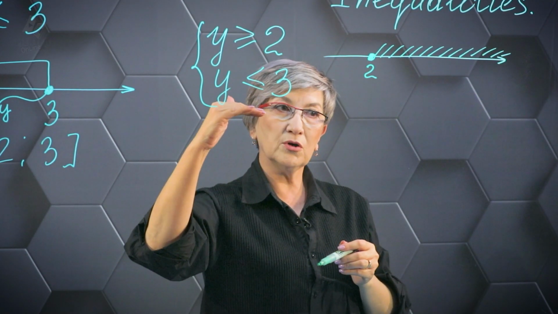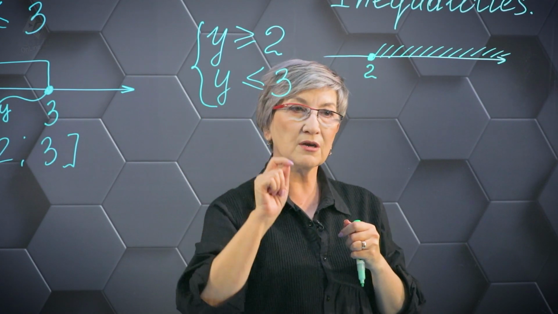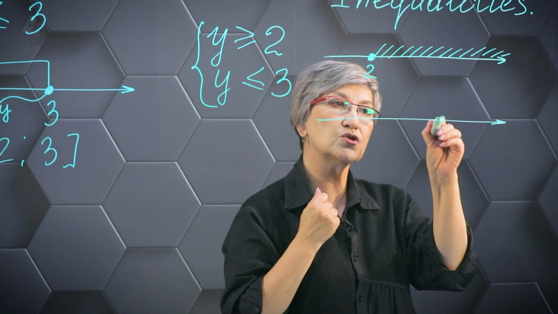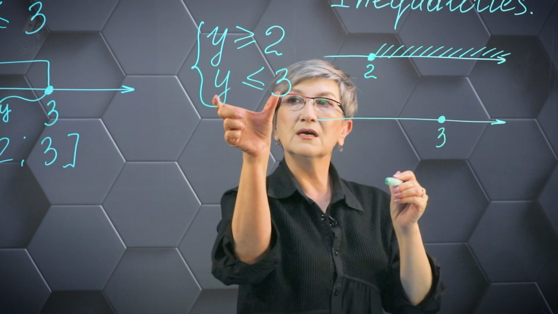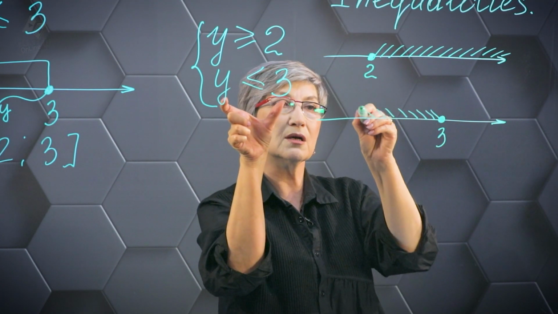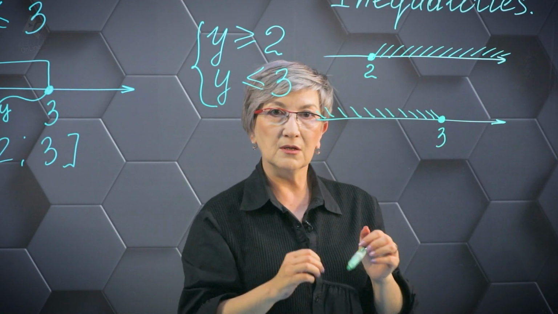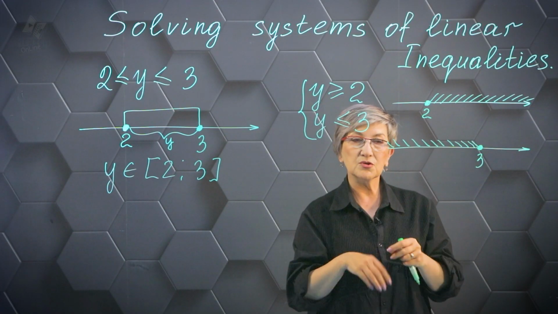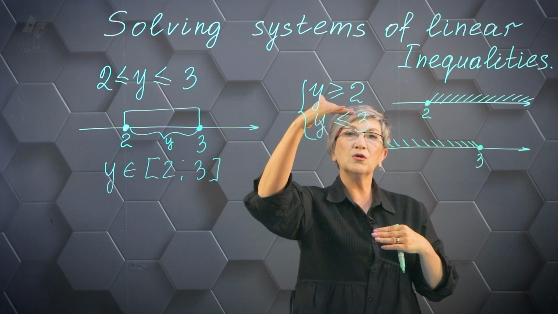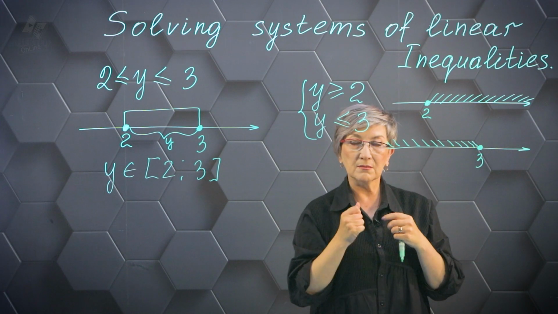But the condition also states another inequality, y less than or equal to 3. Let's demonstrate this inequality. I indicate point 3 on the number line. Thus, the solution to the second inequality will be the interval which is located to the left of point 3. But we discussed that when we solve the system, we find values that satisfy both the first and the second inequalities. How can we see these values?